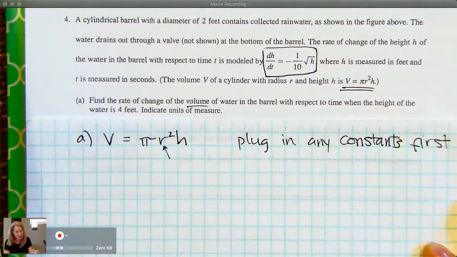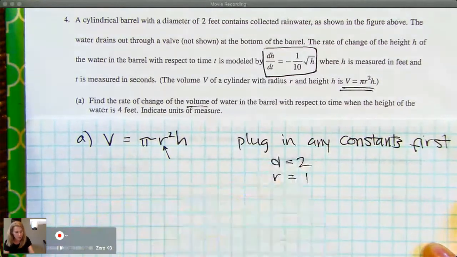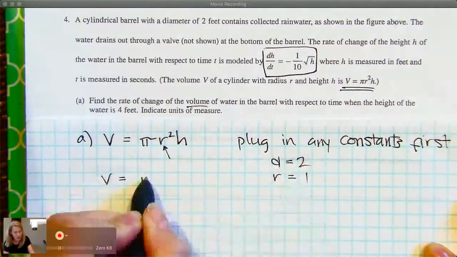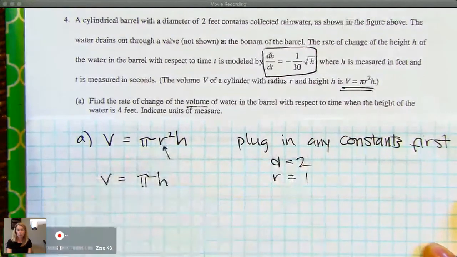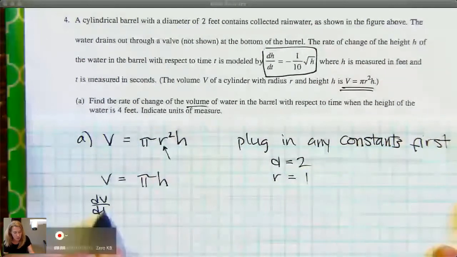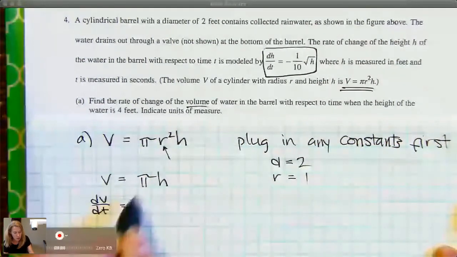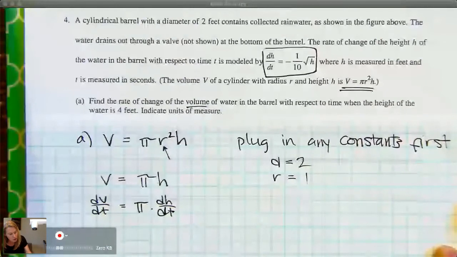So we were given that the diameter was 2 feet, which means our radius is 1 foot. So if I plug that in, pi times 1 times h, well, that's a much simpler problem to take the derivative of implicitly. So we're going to get dV/dt, and pi, of course, is a constant, and h, the derivative is dh/dt.